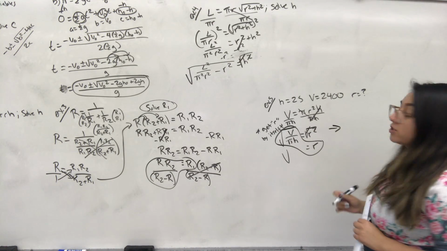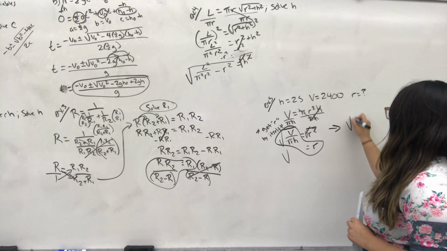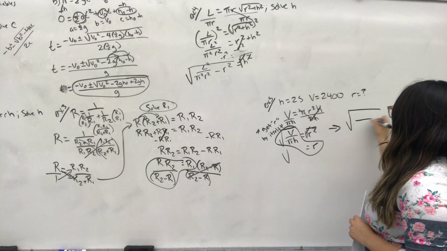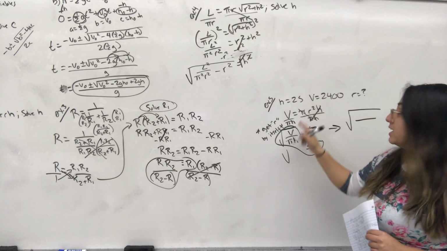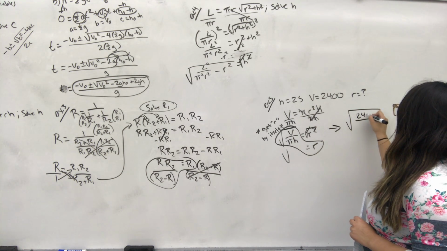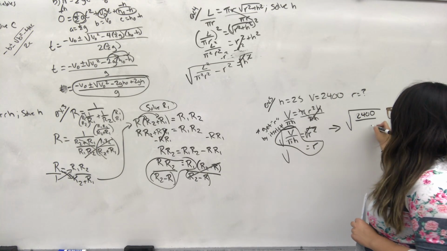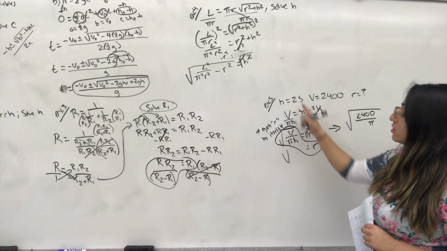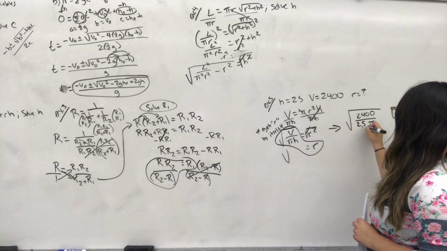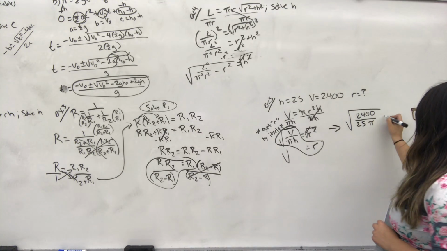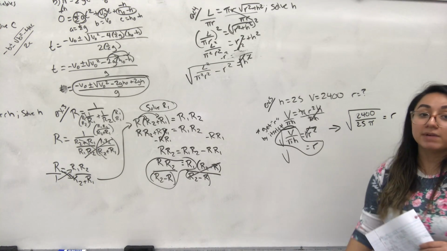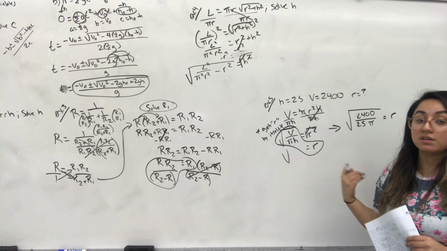So now, let's go ahead and plug in what we know. So the square root of v over pi h. The volume is 2400. Pi is just pi. H, our height, is considered 25. I prefer having the number first for that. And then that's equal to our radius. So all we have to do is just plug in and solve for our radius.